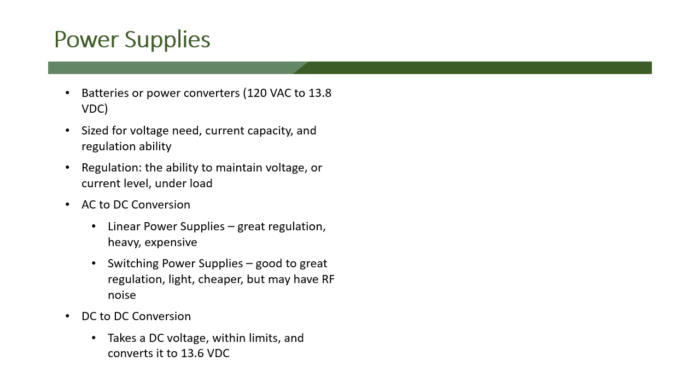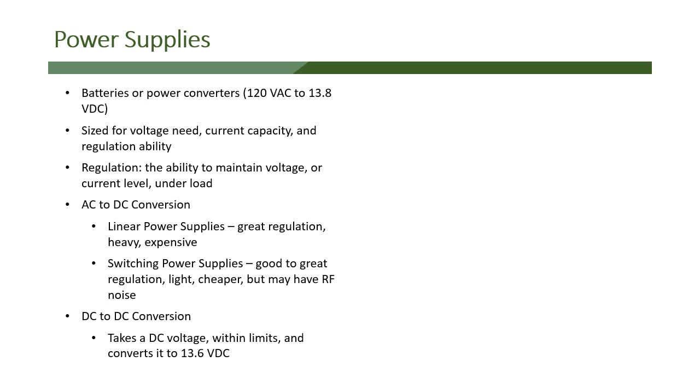What you want to do is get a power supply that keeps it as constant 13.8 as possible. Often when you're transmitting, even when you have a high current power supply, you may see the voltage drop maybe 0.2 of a volt or so when you're transmitting. That's okay. And again, the regulation is the ability to maintain voltage or current level under a load.